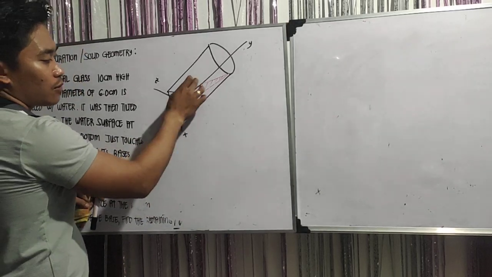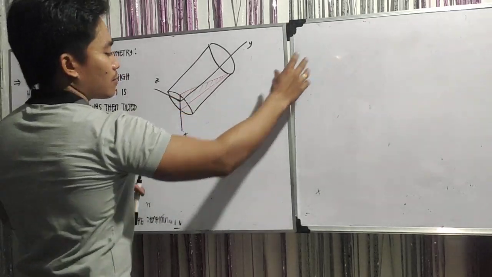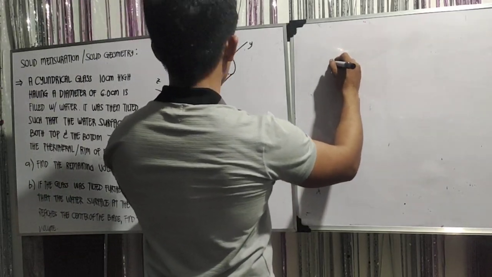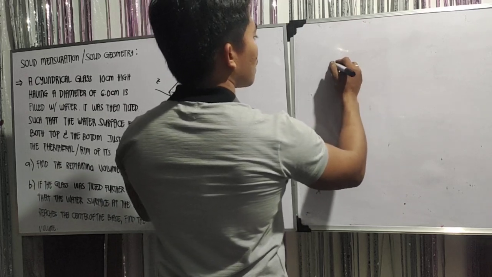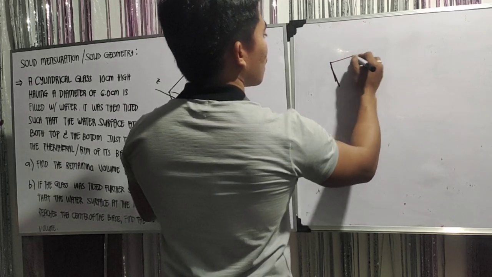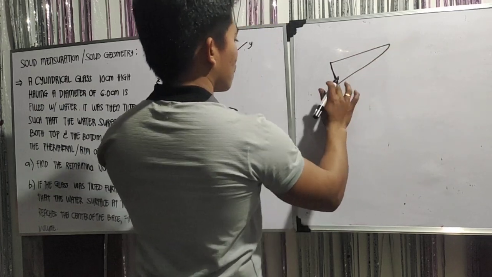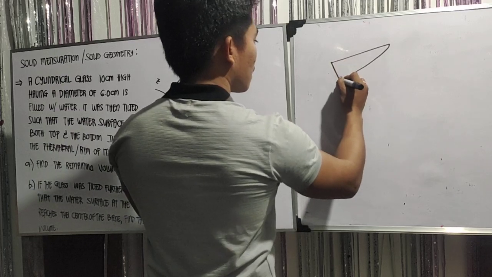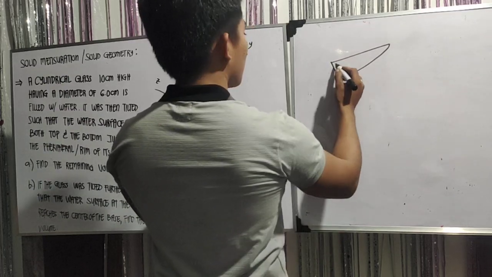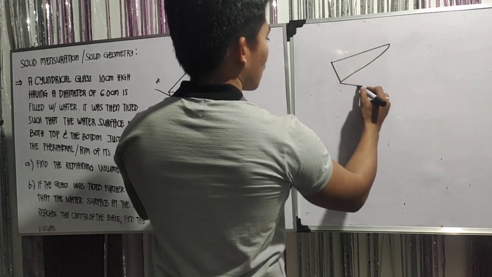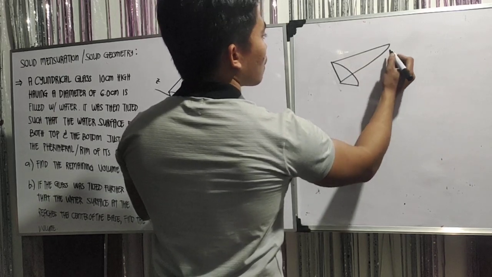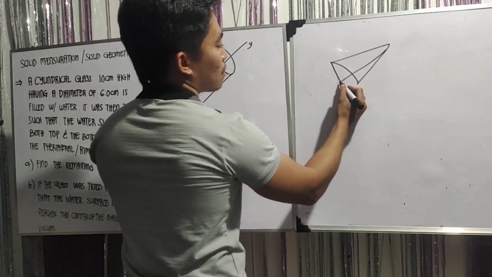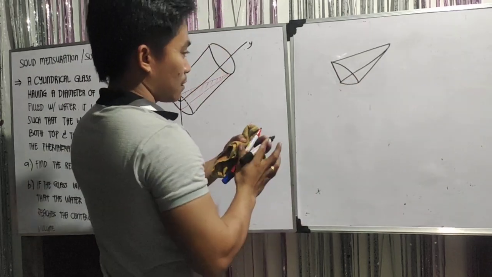Kumbaga, yung volume ng tubig na yan is i-project ko dito. Kinig. Kumbaga, ito siya. Ganyan yung itsura niya. Tapos, yan, okay? Ganyan siya. Yan.